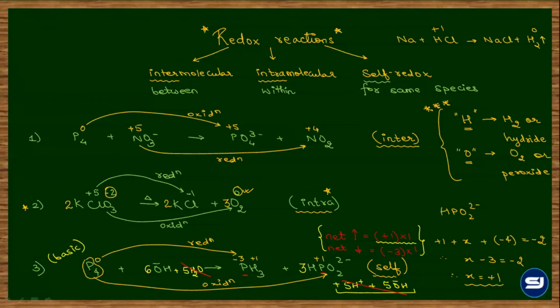नेट में क्या दिख रहा है? I'll rewrite the equation here. What we have is P4 plus 6OH negative giving PH3 plus 3HPO2 2 negative. This is your final balanced reaction. And to verify, the charge is -6 on the left and -6 on the right. So it is verified. Why did we put 6 OH minus? Because we added 5 OH minus, and 1 was already there in the reaction start में. So 1 plus 5, 6.